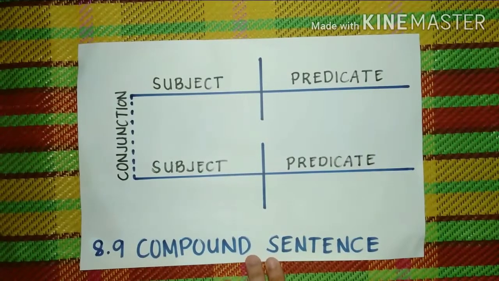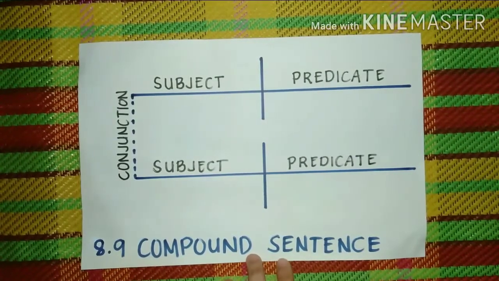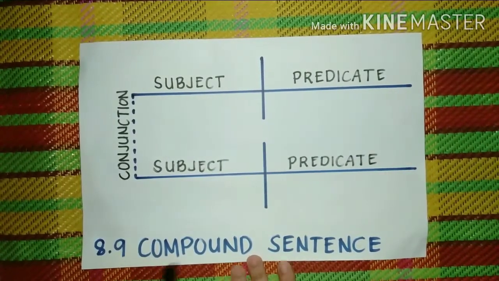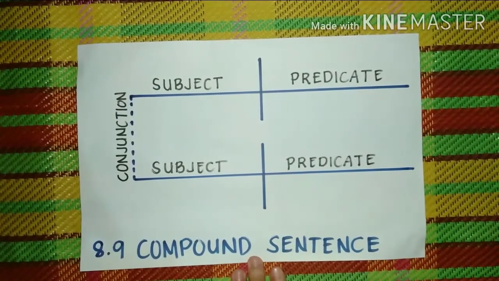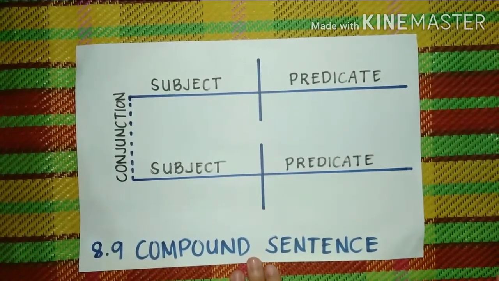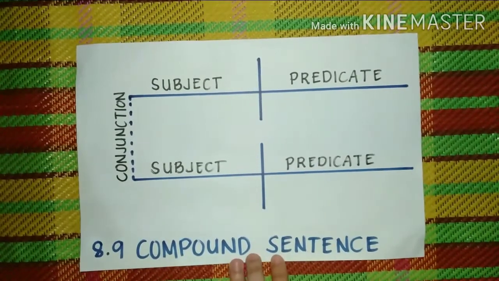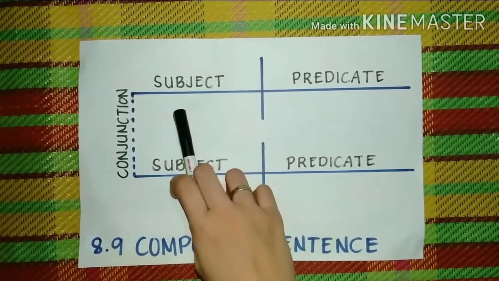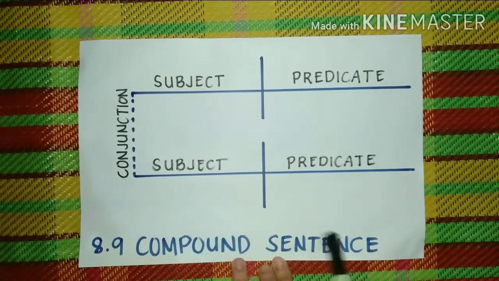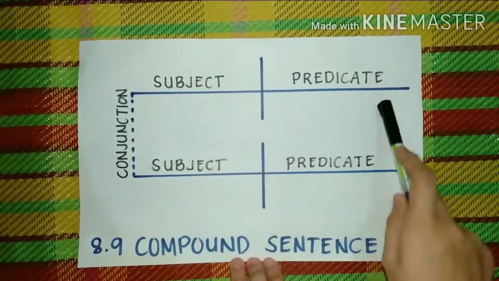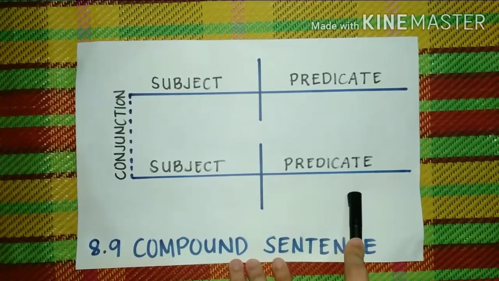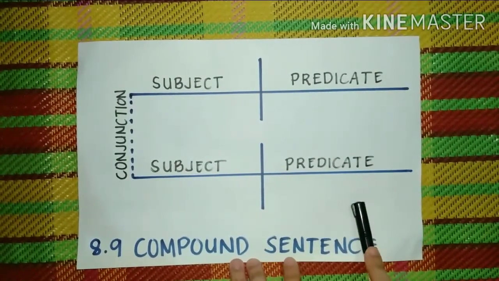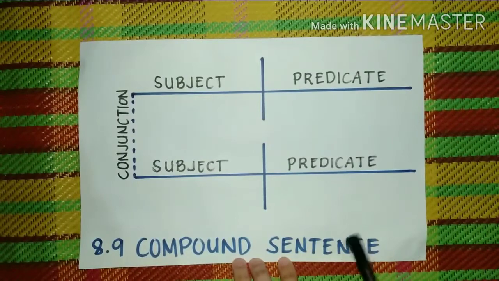Now for the last topic for Grammar 3, it is about lesson 8.9, compound sentence. When we say compound sentence, it has more than one idea combined in one sentence. So the basic diagram for compound sentence is subject, predicate, then the conjunction here, and the subject and another predicate. So this will be the diagram that you should follow in answering the activity.